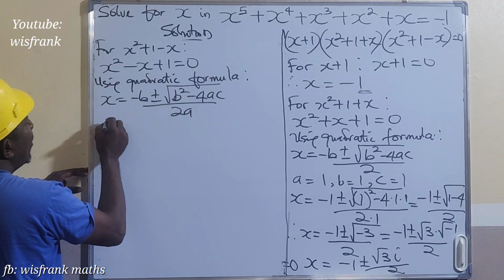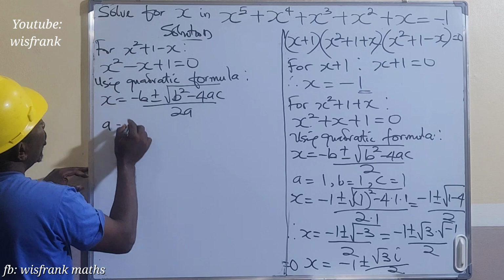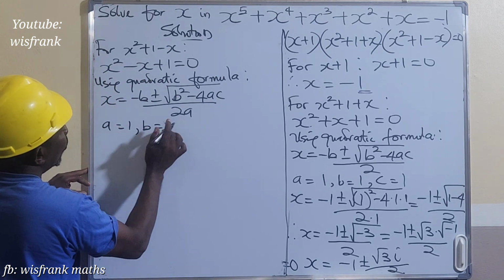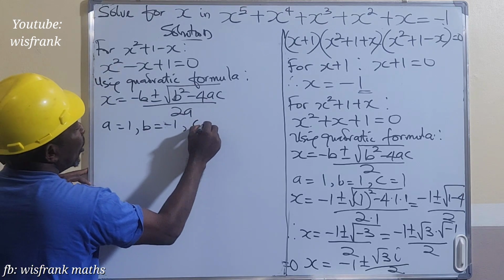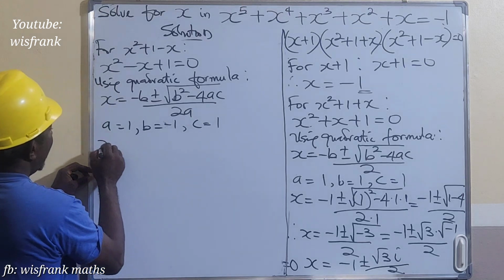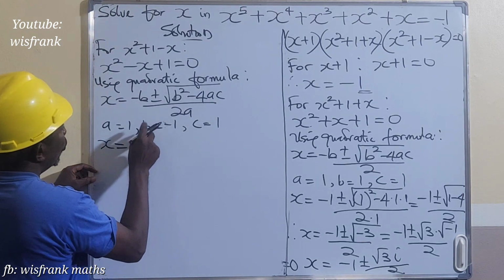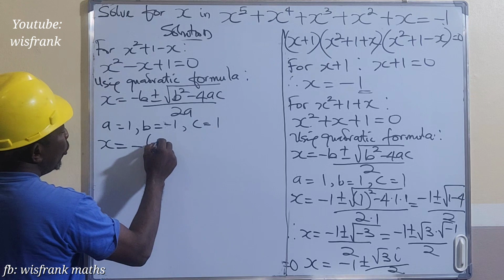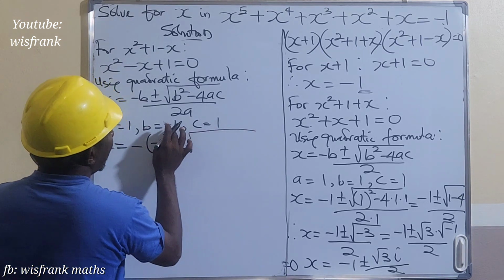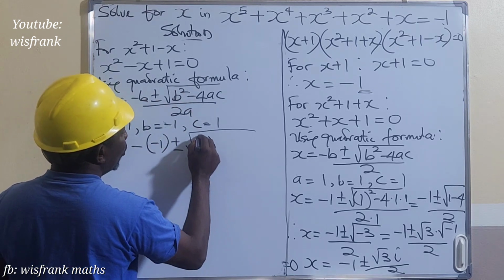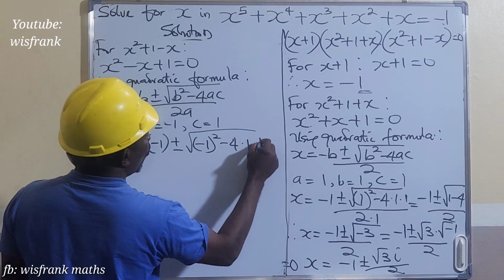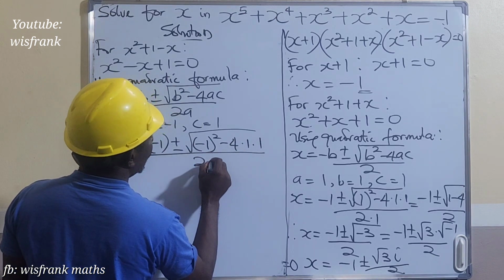In this case, a = 1, b = −1, and c = 1. Substituting these parameters into the quadratic formula, we have x = (−(−1) ± √((−1)² − 4 × 1 × 1)) / (2 × 1).